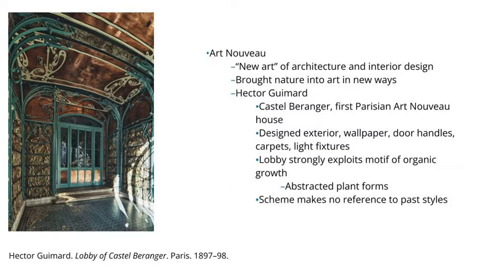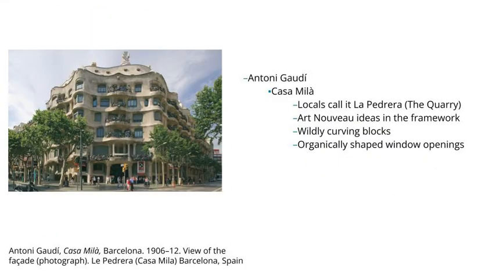Now, another piece of Art Nouveau architecture to know is the Casa Milà, which is by Antoni Gaudí. Locals call it La Pedrera, or the quarry. And you can see this does kind of look like an underwater coral reef type of situation. The Art Nouveau ideas are in the framework of this building with these wildly curving blocks, so much more organic a way to shape architecture than we've seen before. And even the window openings themselves are organically shaped.